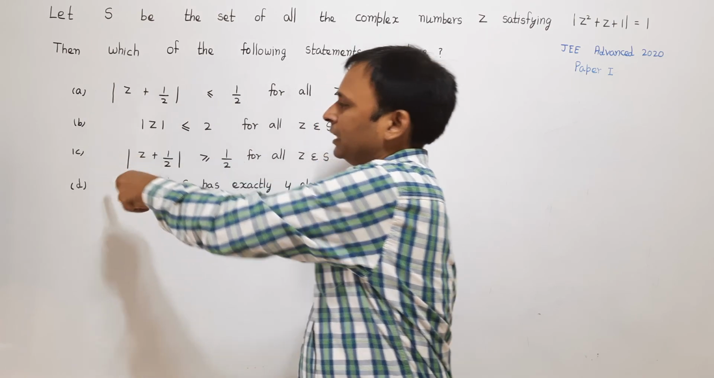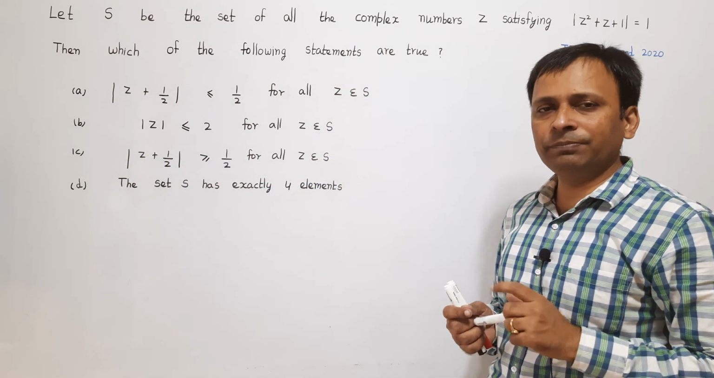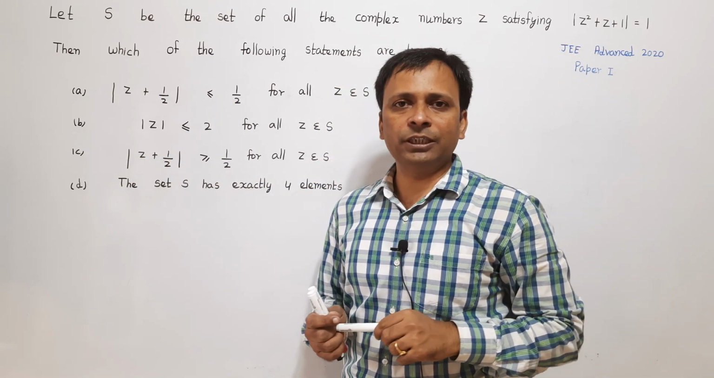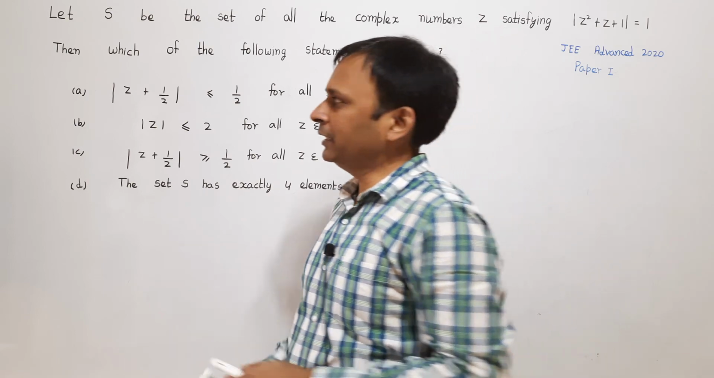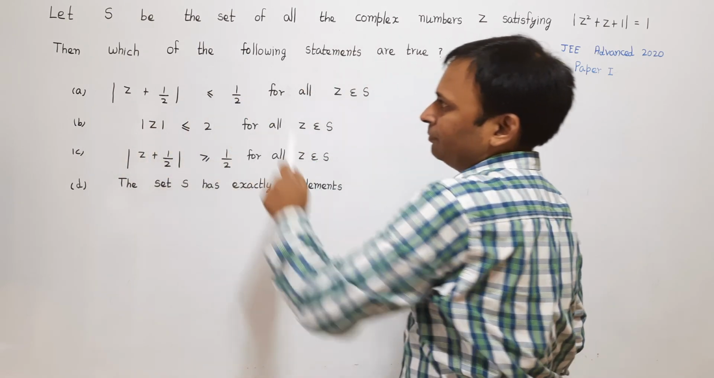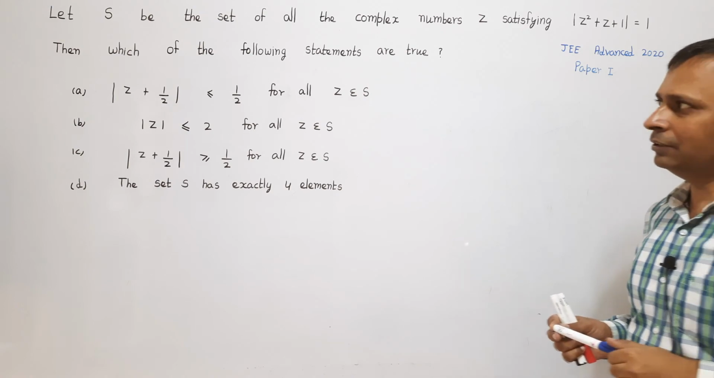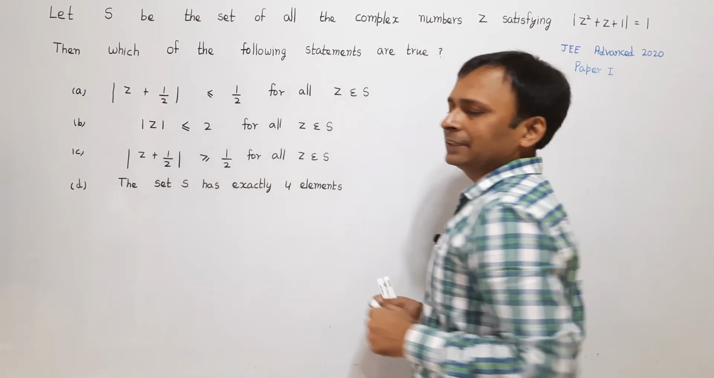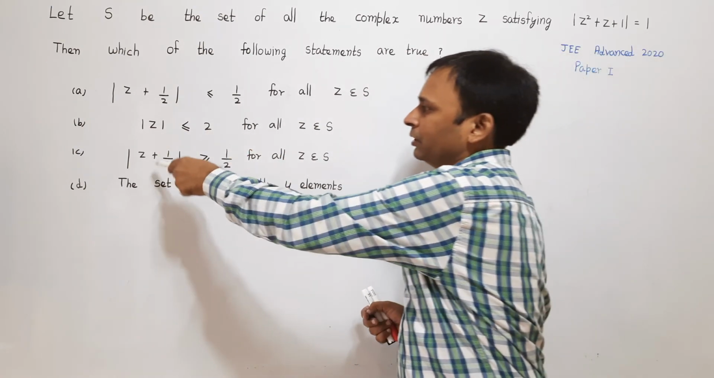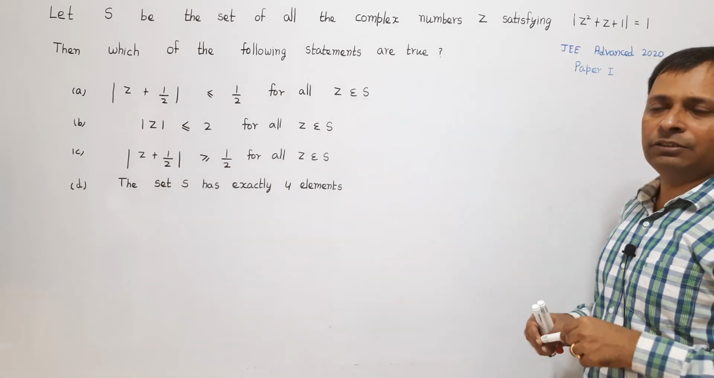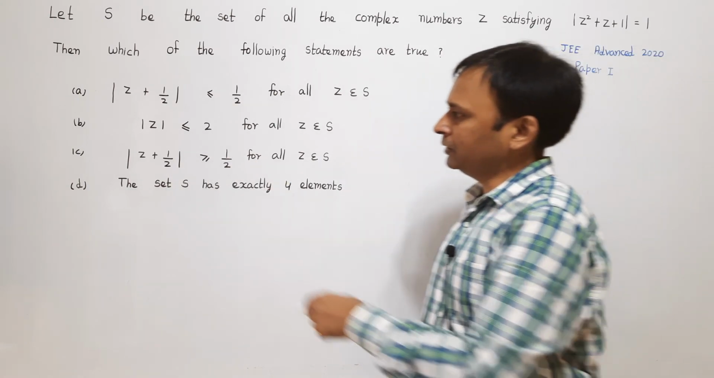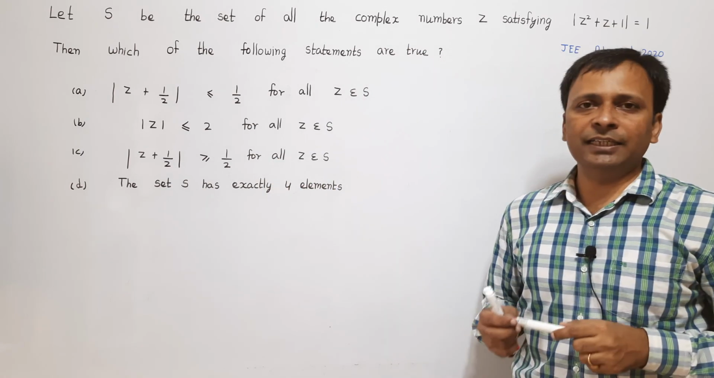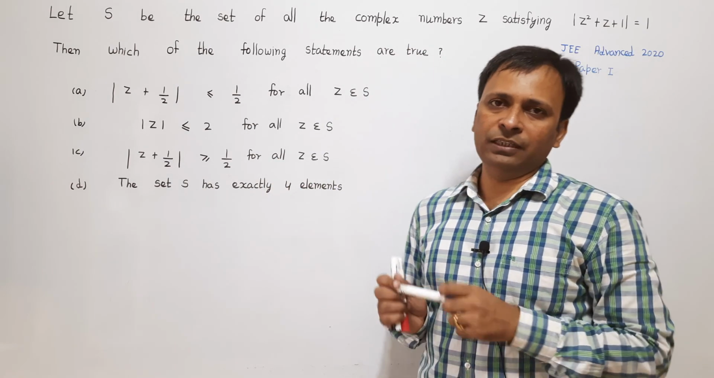which of these are the correct options. This is a multiple correct choice question, that means more than one option can be correct. The options are mod of Z plus 1 by 2 is less than or equal to 2, mod of Z is less than or equal to 2, mod of Z plus 1 by 2 is greater than or equal to 1 by 2, and the last option is the set S has exactly 4 elements.